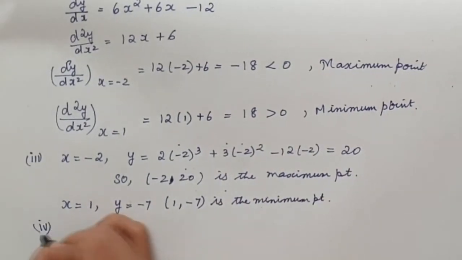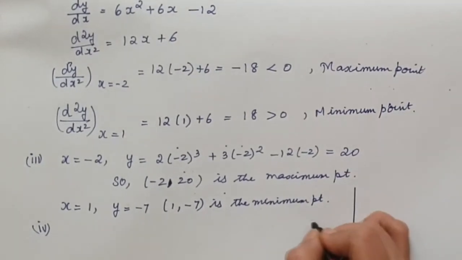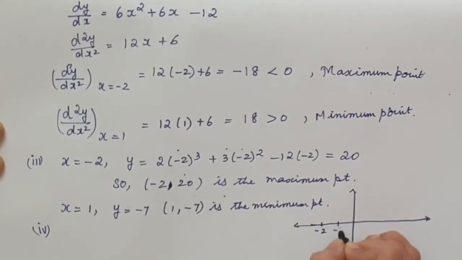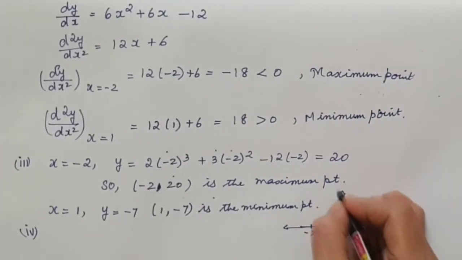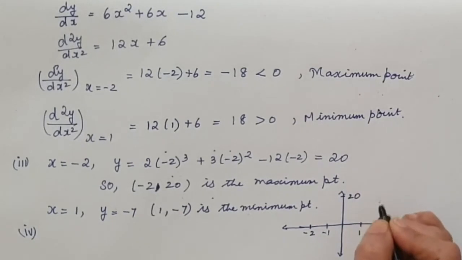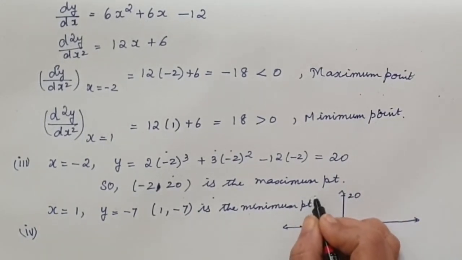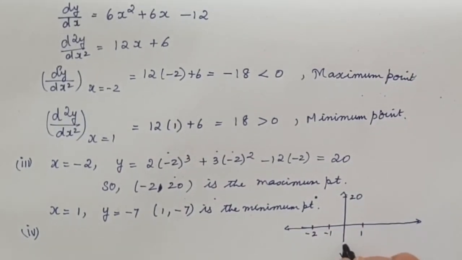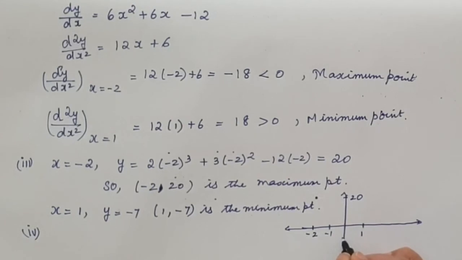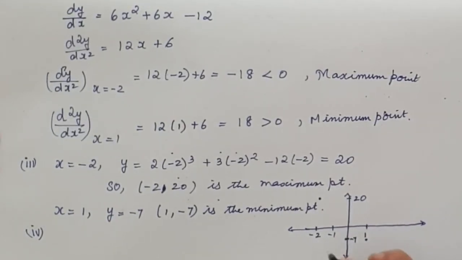Then the fourth part, we need to draw the curve. So using all this information, we are going to draw the curve. Minus 1, minus 2. Here we have a 1. And the value for y is 20 over here. So the point is minus 2, 20 over here. Then 1, minus 7. 7 will be here only, minus 7. 1, minus 7 is over here.